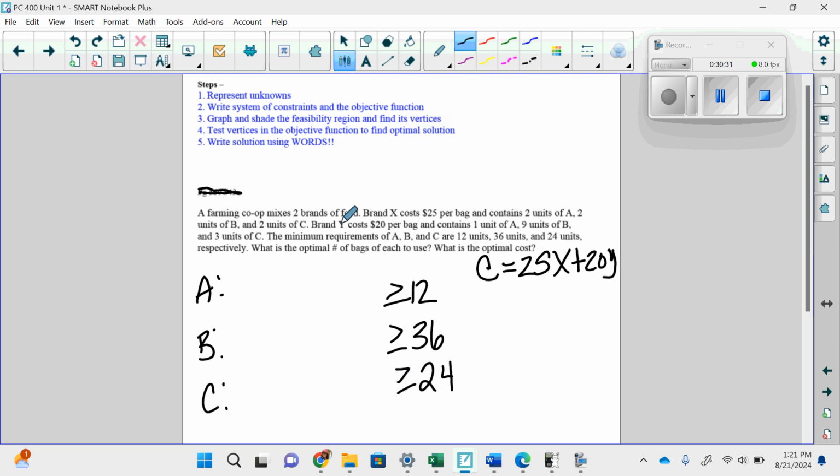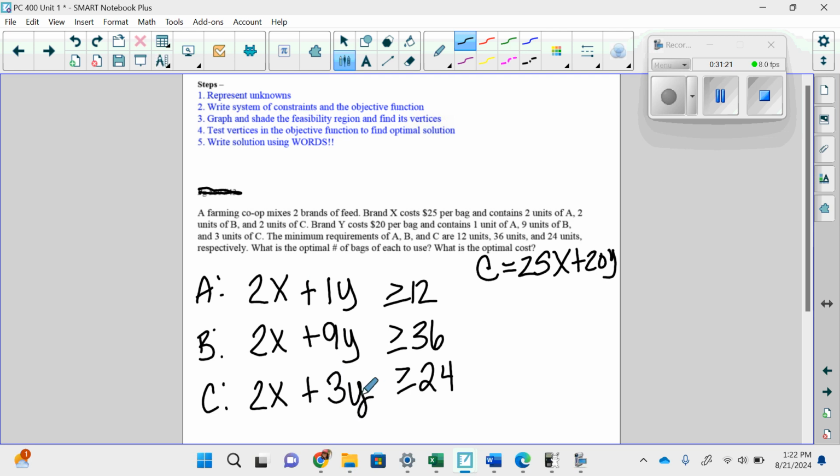Well, brand X contains 2 units of A, so 2 units of A come from brand X. 2 units of B come from brand X. And 2 units of C come from brand X. Brand Y contains 1 unit of A, so I can get 1 unit of A from brand Y, 9 units of B from brand Y, and 3 units of C in brand Y. I'm going to highlight where I got that from.